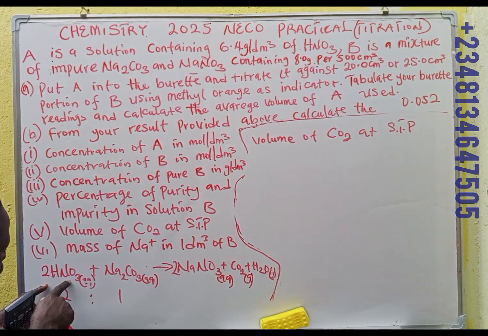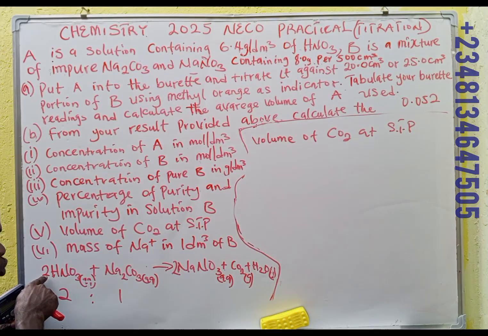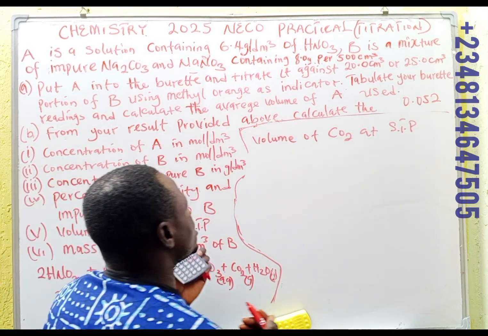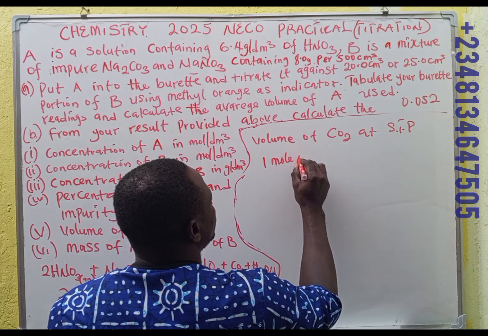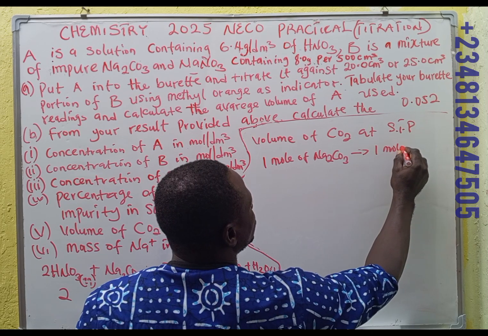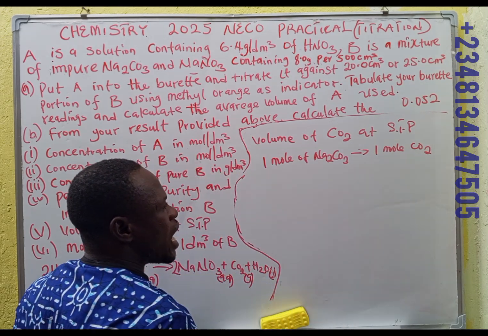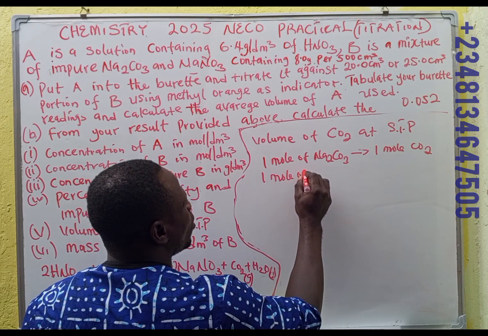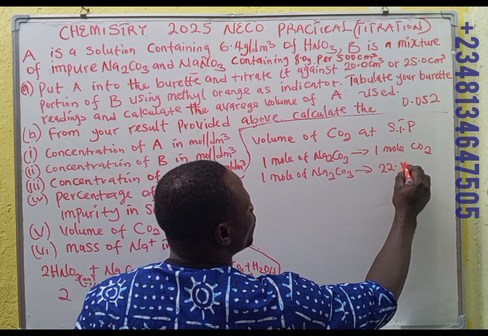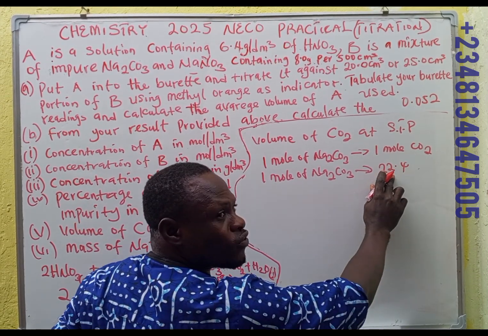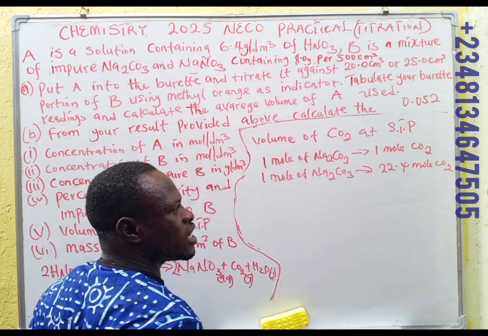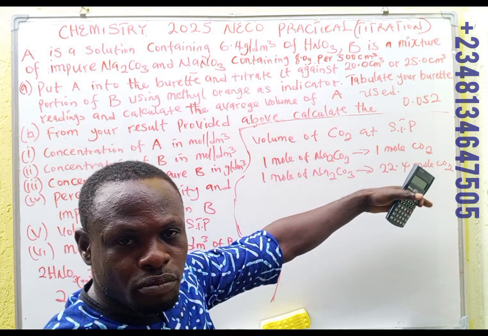Like in the case of this one, if they ask how many moles of this nitrate, it is 2 because 2 is in front of it. But here nothing is in front, so it is 1, and nothing here is 1. Let's say 1 mole of Na2CO3 will give you 1 mole of CO2. And 1 mole of Na2CO3 will give you 22.4 dm cubed of CO2, because I told you that STP is standard temperature and pressure.